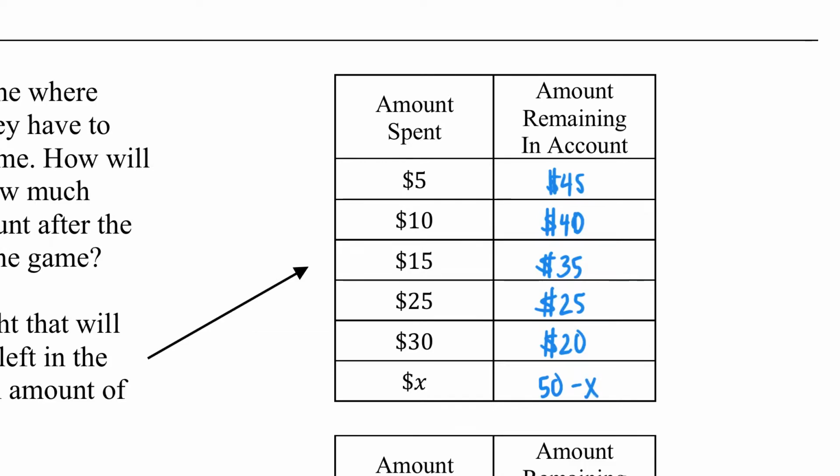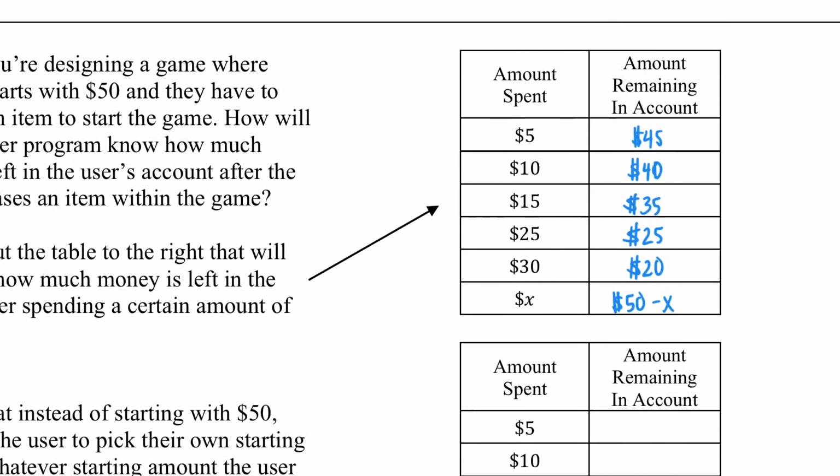50 minus X. Okay, I hope that makes sense because you're just taking 50 and subtracting whatever the number was over here. Okay, so we'll put a little dollar sign in front of that. So whatever 50 minus X is, that's how much money would be in the account.